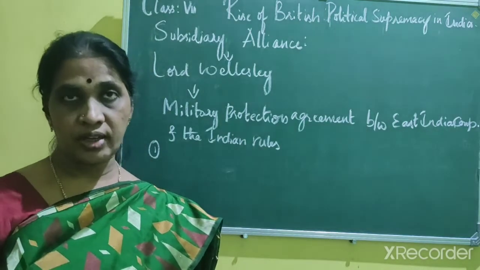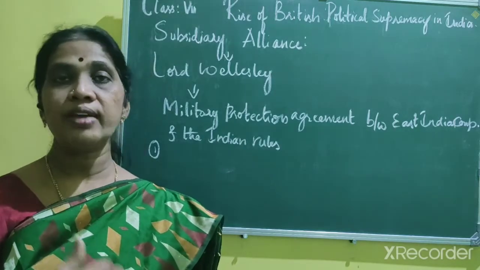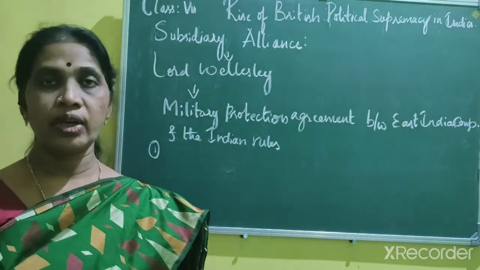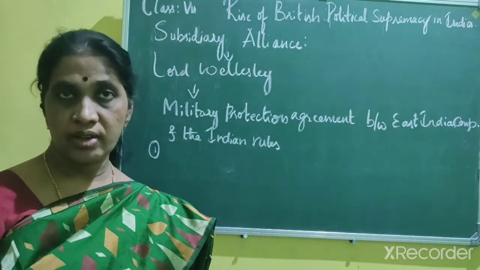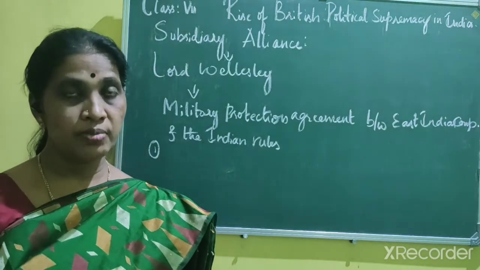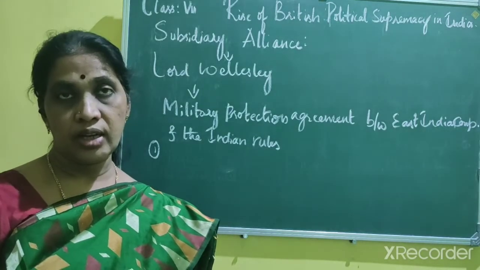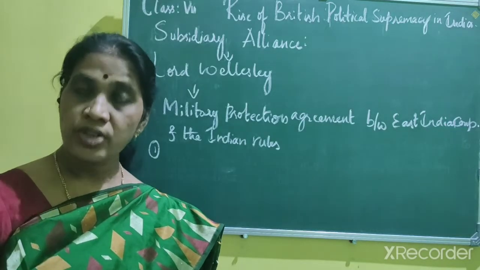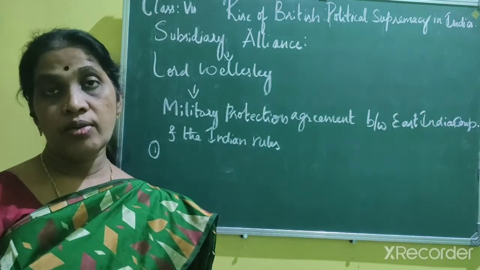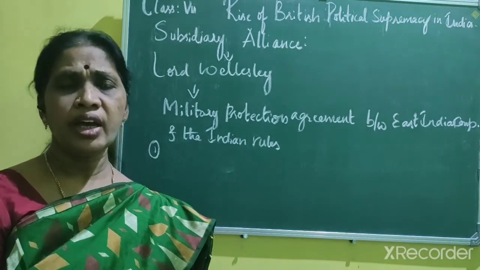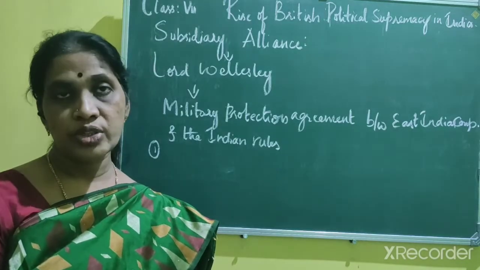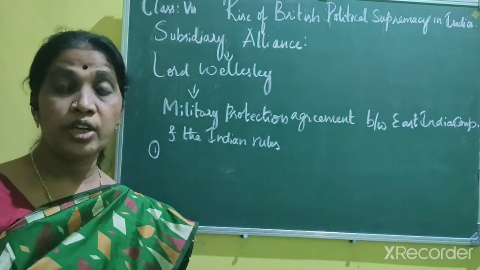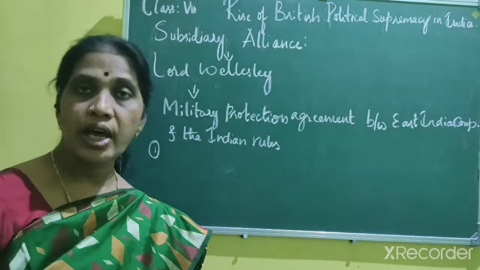The Britishers assured the Indian rulers who signed this agreement that they will get military assistance if they are attacked by anyone. Secondly, the Indian rulers who have signed this agreement have to keep the British contingent, that means the British army, in their territory. The rulers have to meet all the expenses of the army, and they also have to pay the salary of the soldiers.